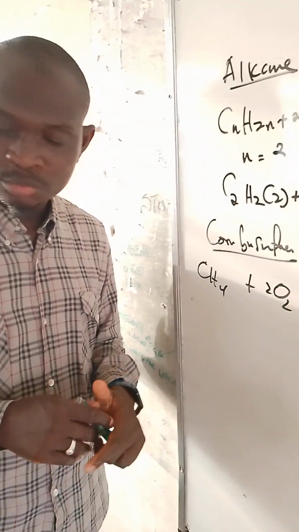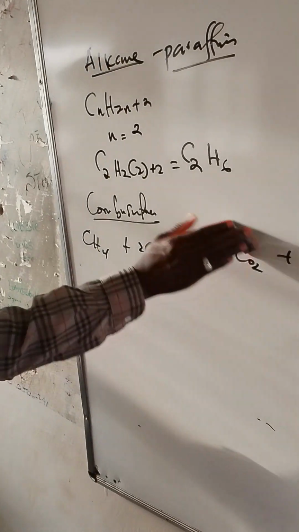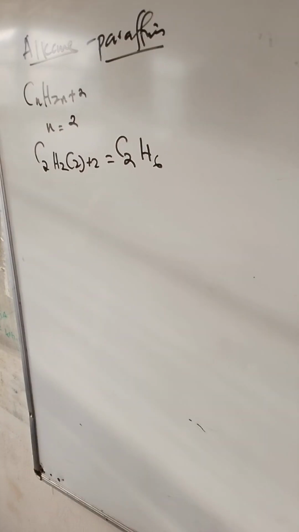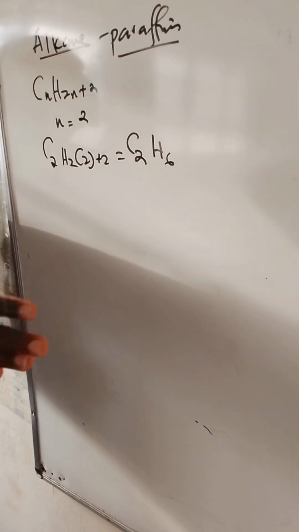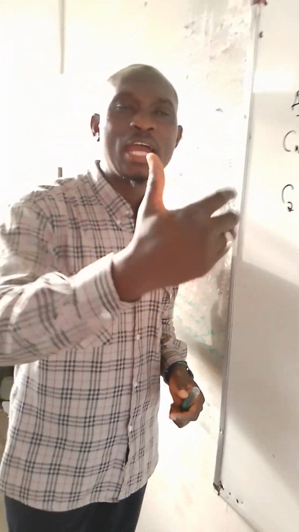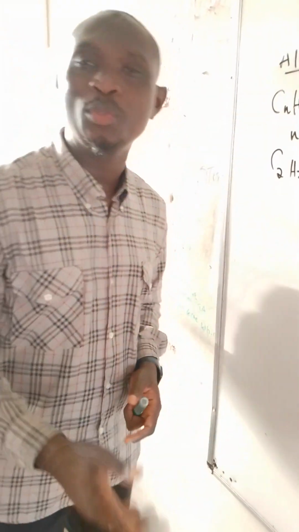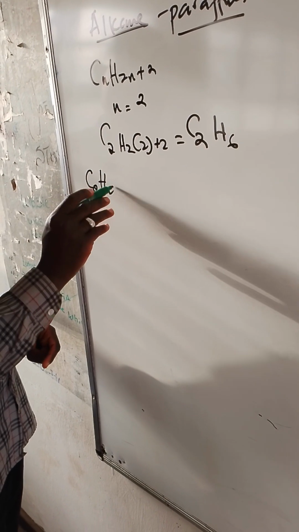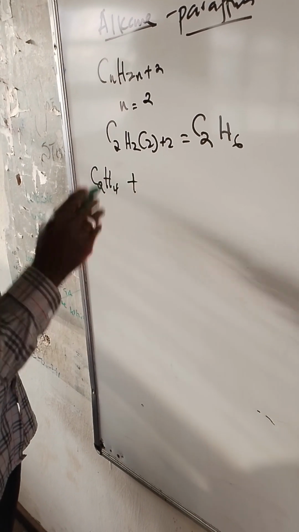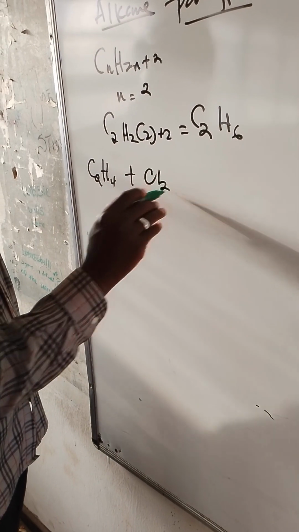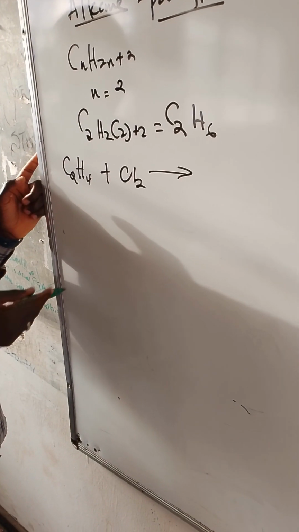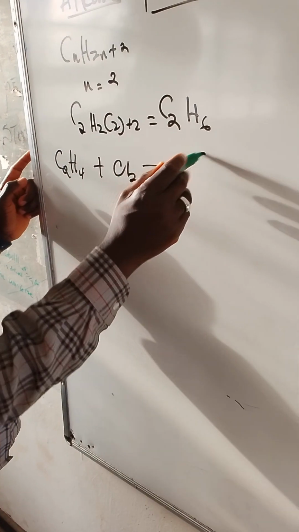They undergo combustion reactions. We also have what we refer to as addition reaction. Most of the time, an addition reaction is a reaction that is limited to unsaturated aliphatic hydrocarbons, converting them to become saturated. For instance, if you have C2H4, and let's assume you add chlorine to it, there's going to be a constant value that you're going to have. What is the constant value?